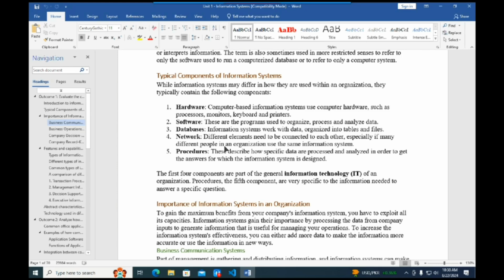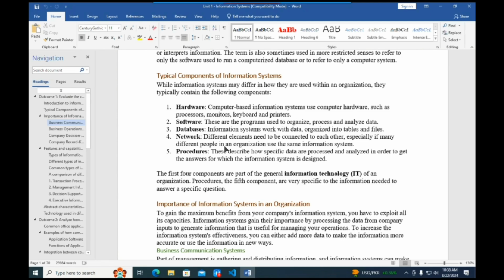So I want to bring it out. Now, IT stands for information technology. ICT stands for information communication technology. So IT is actually made up of the first four components that we have discussed. So when you're doing IT, you're going to do hardware, software, databases, and network.